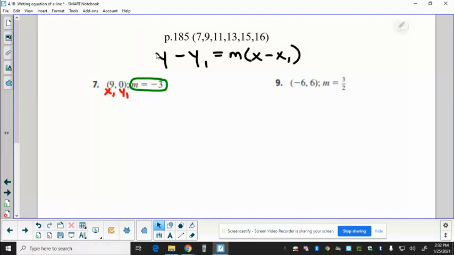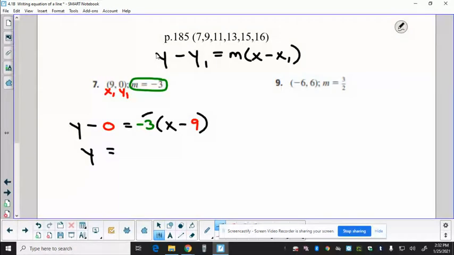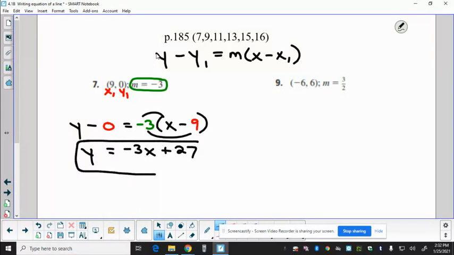So we're going to take y minus the y coordinate, which I see is a 0, equals the slope, which I see is -3, times x minus the x coordinate of 9. And paying close attention to the fact that I'm keeping the x and the y as variables because they represent all of the points that are on the line. Now what I'm doing is the distributive property, and that one is done. Let's go on to number 9.